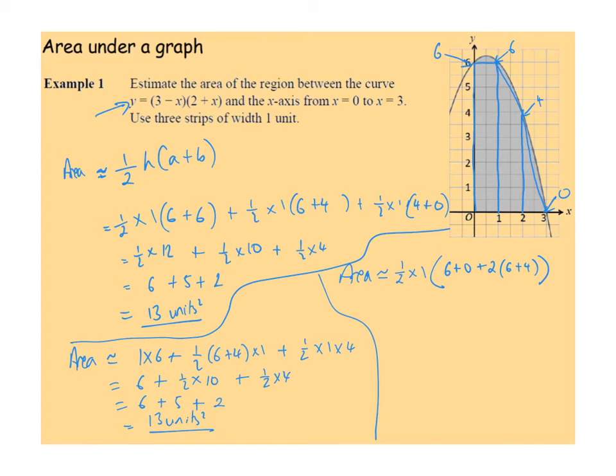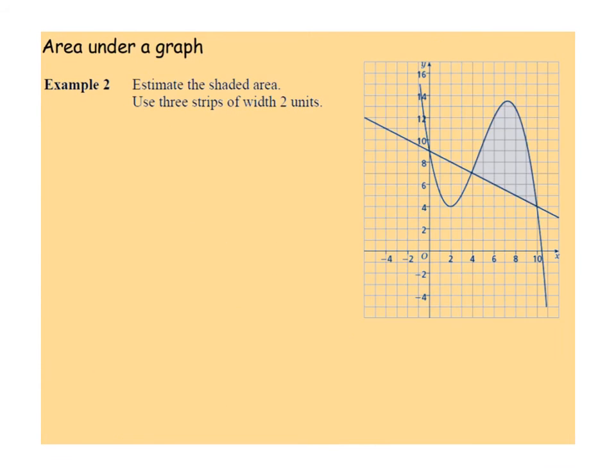And if I evaluate this, then I get a half brackets. I'm going to deal with the brackets first. 6 add 4 is 10. 10 multiplied by 2 is 20. 20 add 6 is 26. So I get a half multiplied by 26, which is 13 units squared. So there's 3 different ways of getting to that same 13 using the diagram. Okay, on to the example 2.